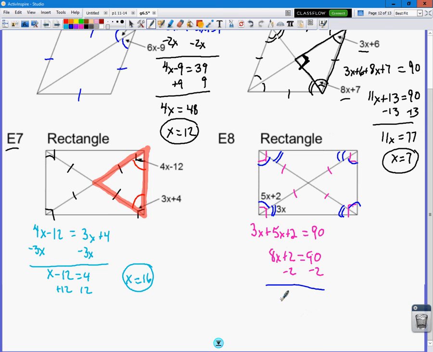So if I subtract 2, I now have 8x equals 88. So when I divide by 8, x is 11. Everybody good?